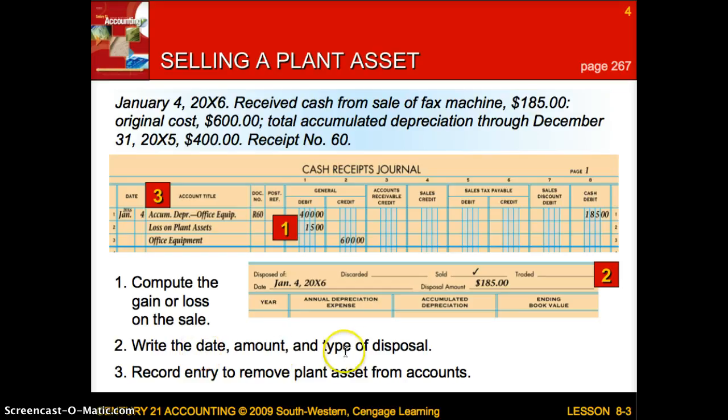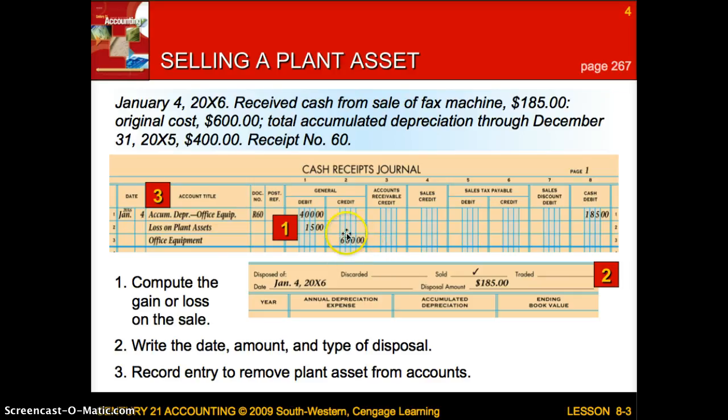We need to write the date and the amount and the type of the disposal, okay, and record the entry. So here's the date. We've sold it. It's $185 that we received for selling it. Okay, then we need to go in and put in our cash credit of the $185 we received. We are going to take this $400 that depreciated and debit that in our accumulated depreciation. We're going to have a loss on our plant asset of $15, and our original amount was $600.